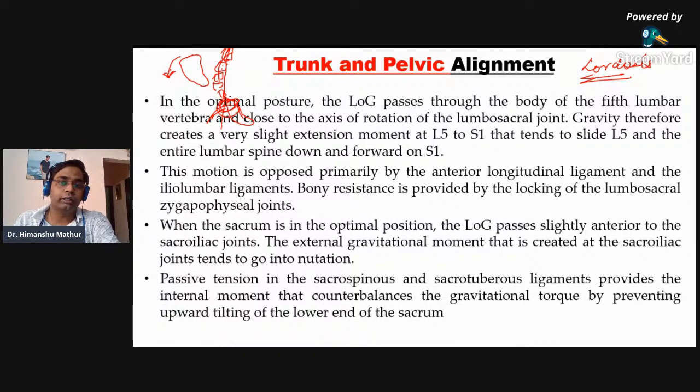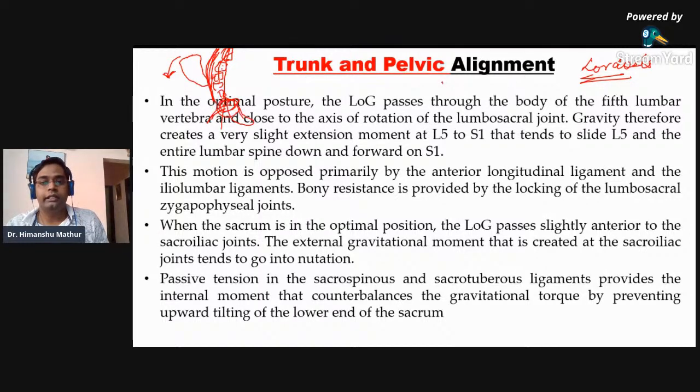Now, this nutation torque connects to what we know about force closure and form closure. There are other contractile and non-contractile structures which reduce the effect of gravity, or the plumb line, or the LOG, which increases the nutation torque. Such as the sacrotuberous ligament, the sacrospinous ligament, and the posterior ligaments which create a pull onto the sacrum; they eventually counter the nutation torque generated by the plumb line. Talking about the lumbar spine, all the anterior structures lying anteriorly here counteract this.